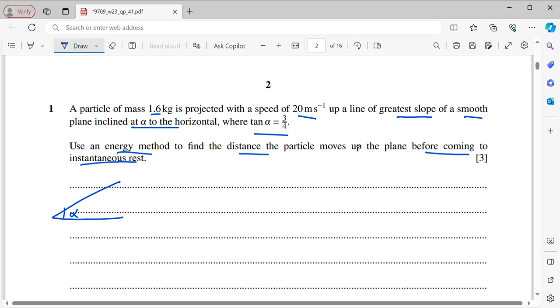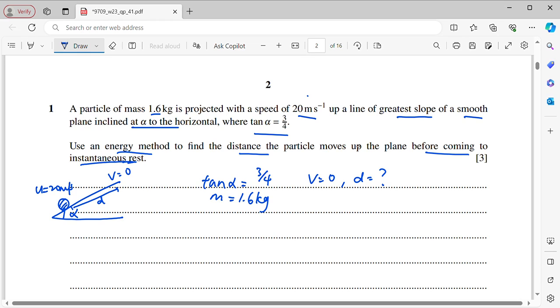Let's say here is alpha. This is the particle. The u is 20, so u equals 20 meters per second. And the tangent alpha is given as 3/4. So the m here is 1.6 kilograms. Before it comes to instantaneous rest, that means v equals 0. We need to find, when v equals 0, what is the distance.